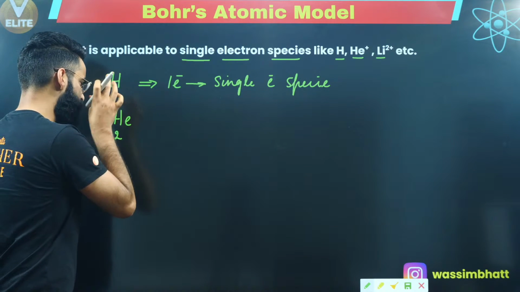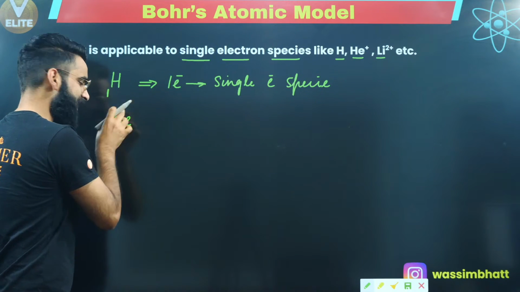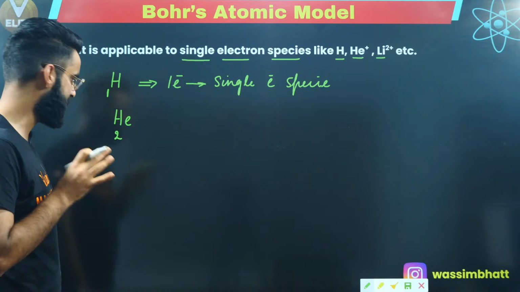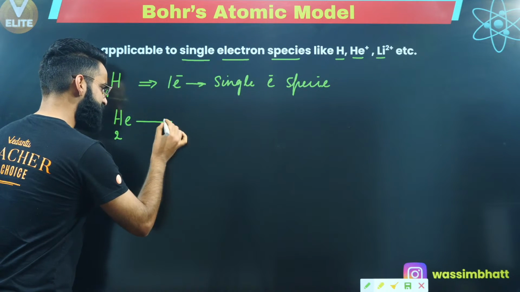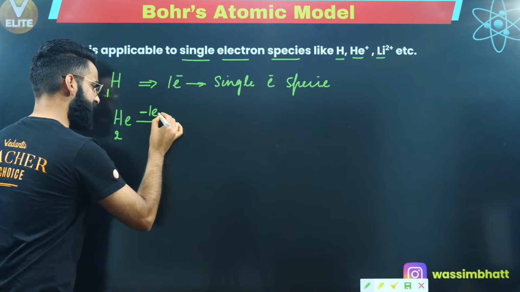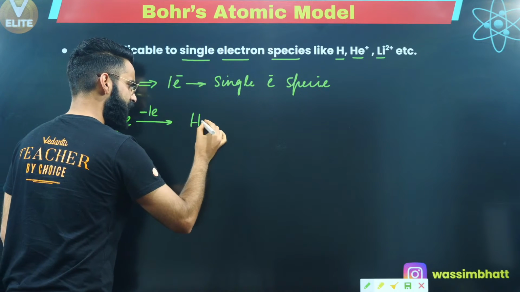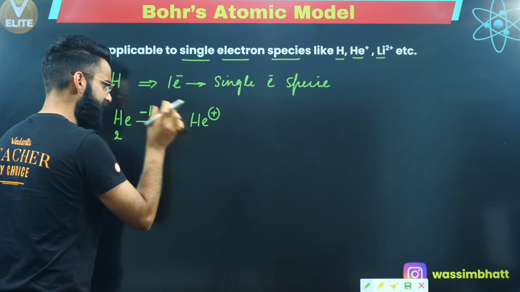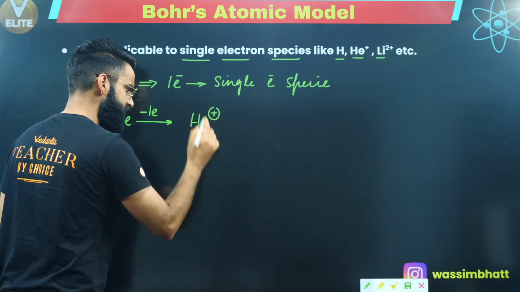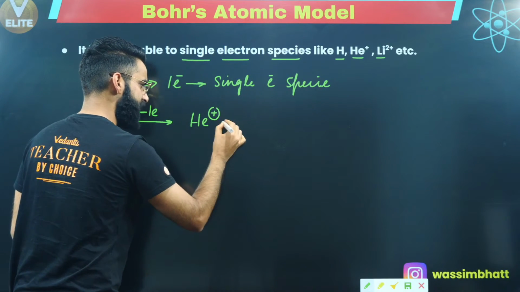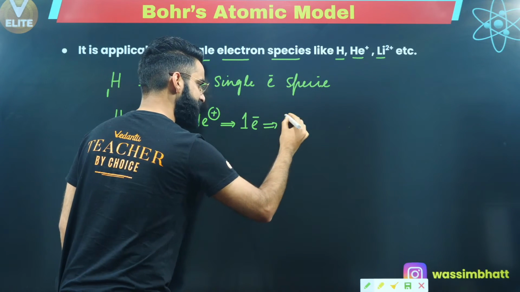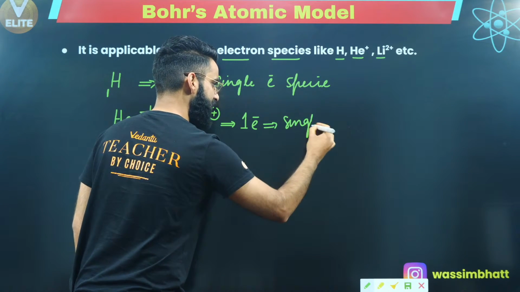So basically, there are 2 electrons present in one atom of helium. Absolutely. But people, if I take one electron out from this helium, it gets converted into He positive, and in this He positive there is only one electron now. So I'll be calling this He positive a single electron species.